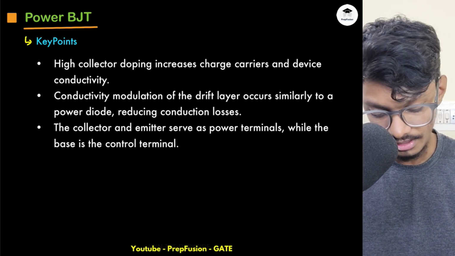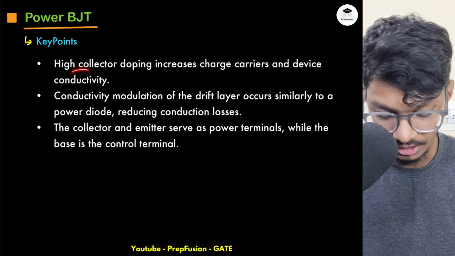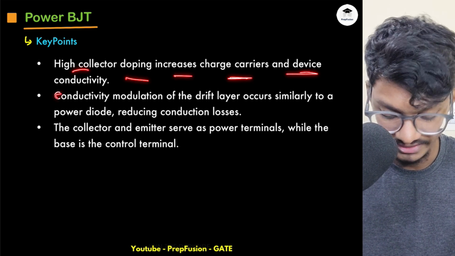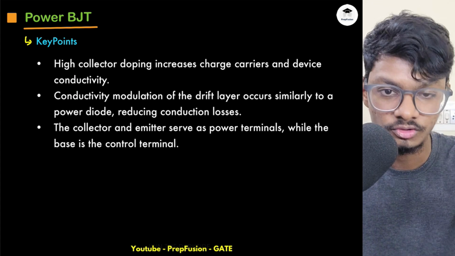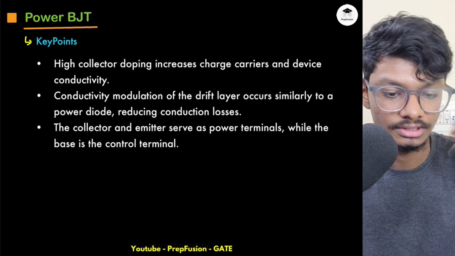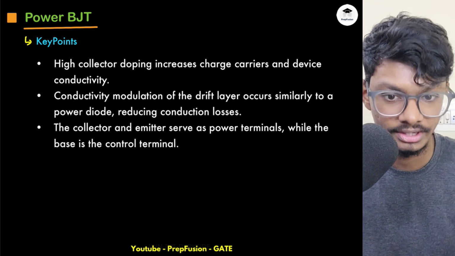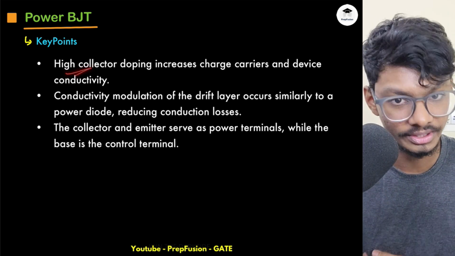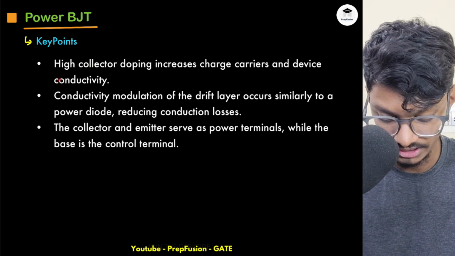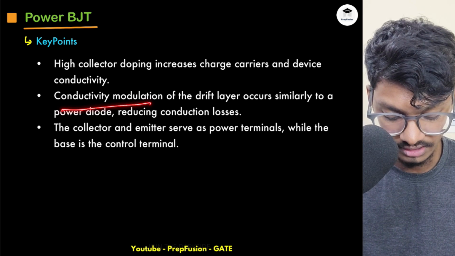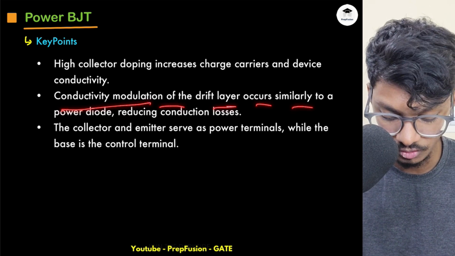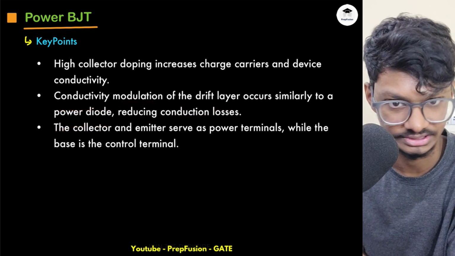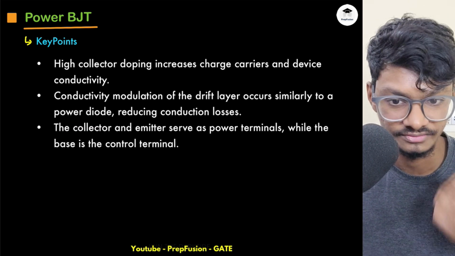The next slide says that high collector doping increases the charge carriers and device conductivity. Obviously in forward bias, when the device is in conduction, I want more current to flow. That's why I provide high collector doping to support more charge carriers and more conductivity. Conductivity modulation of the drift layer occurs similarly to a power diode, reducing conduction losses. So the same conductivity modulation phenomenon happens here.